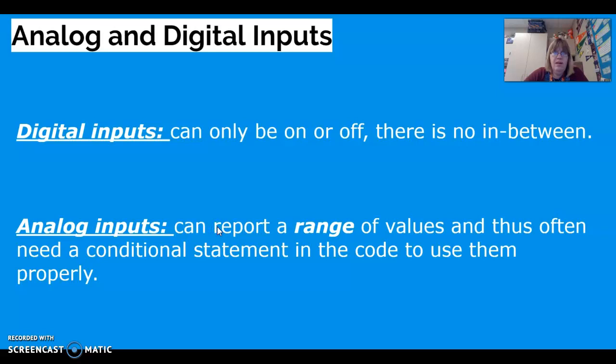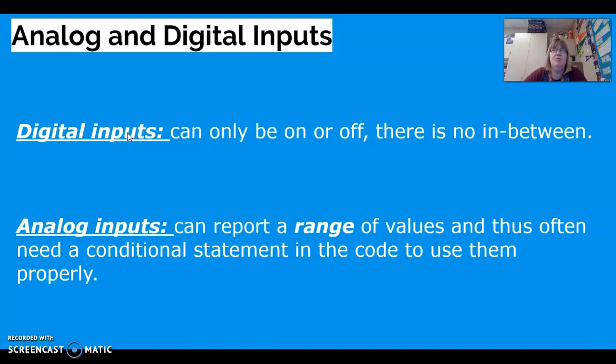My next slide is talking about the difference between an analog input and a digital input. This is really important to understand, not just so you know what it means, but also so you know what code blocks to use when you are coding the different inputs. The difference between analog and digital is basically the amount of options that it's going to read or detect. A digital input can only be either on or off, and there's no in between. So there are only 2 options that a digital input can be, on or off.